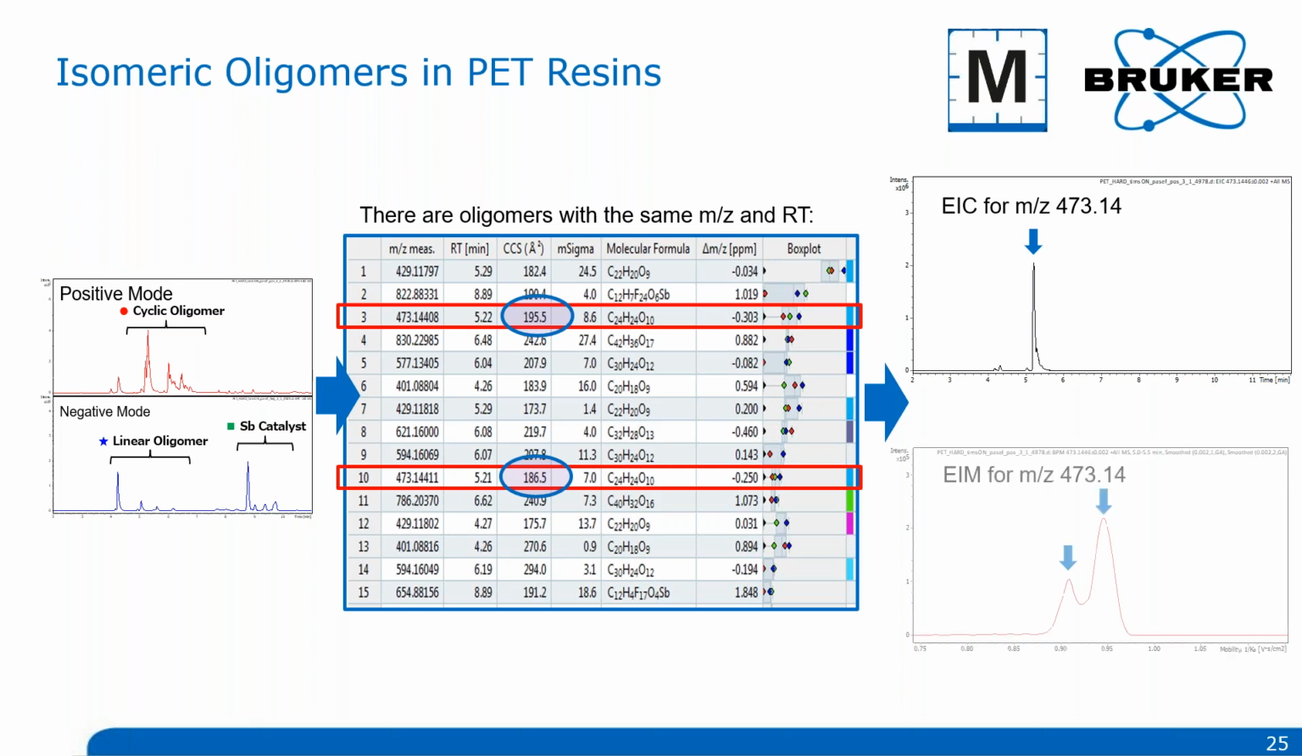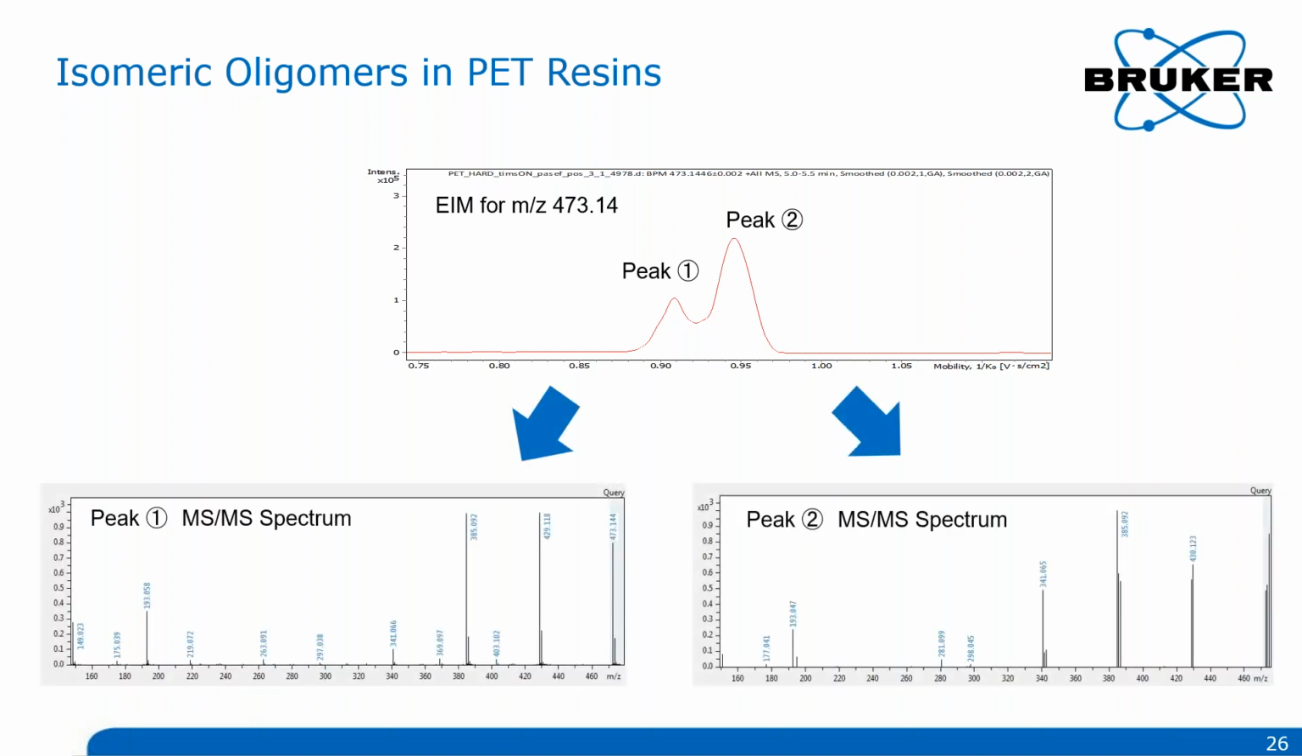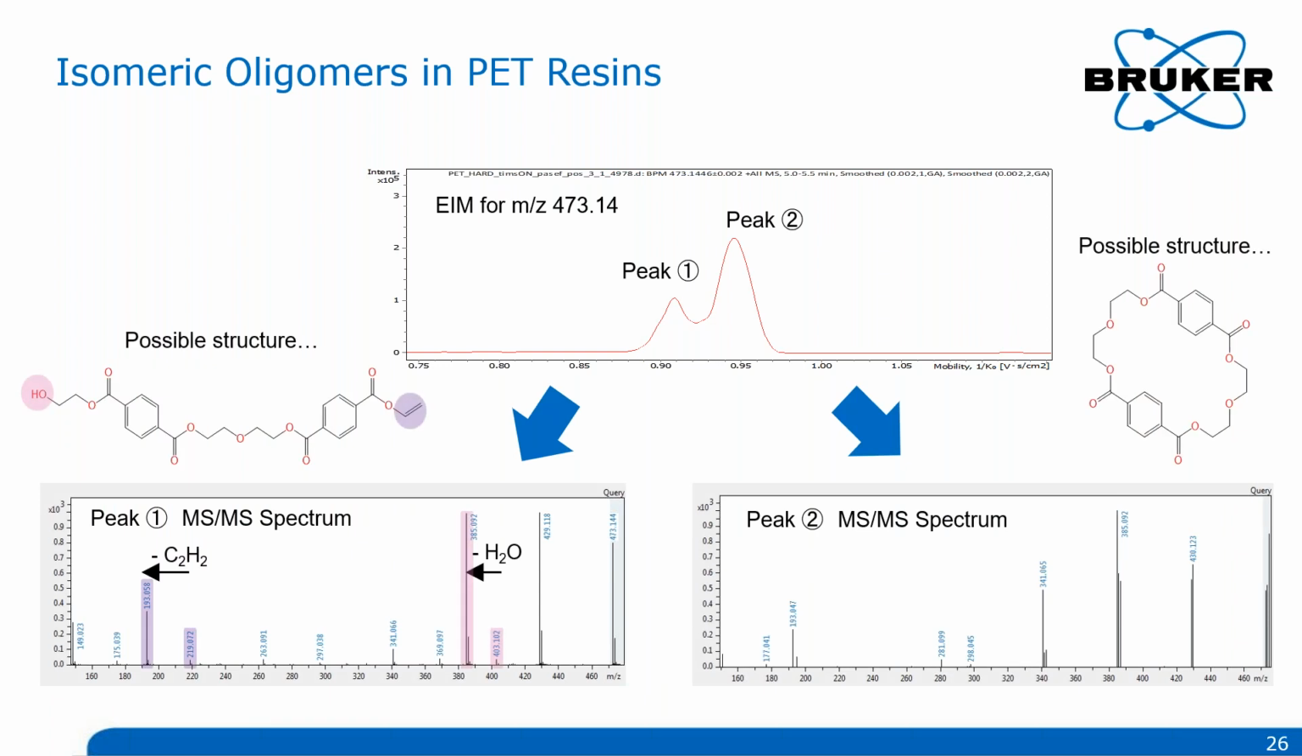However, if we extract an ion mobilogram for the same mass, we will find 2 distinctly different peaks. So now that we have separated these 2 isomers based on their collisional cross-section values, we can proceed with some MS/MS analysis to identify their structures. We can see that fragmentation patterns for these 2 are different. And based on analysis of the fragments, we can conclude that the first oligomer has a linear structure and the second one is most likely cyclical.